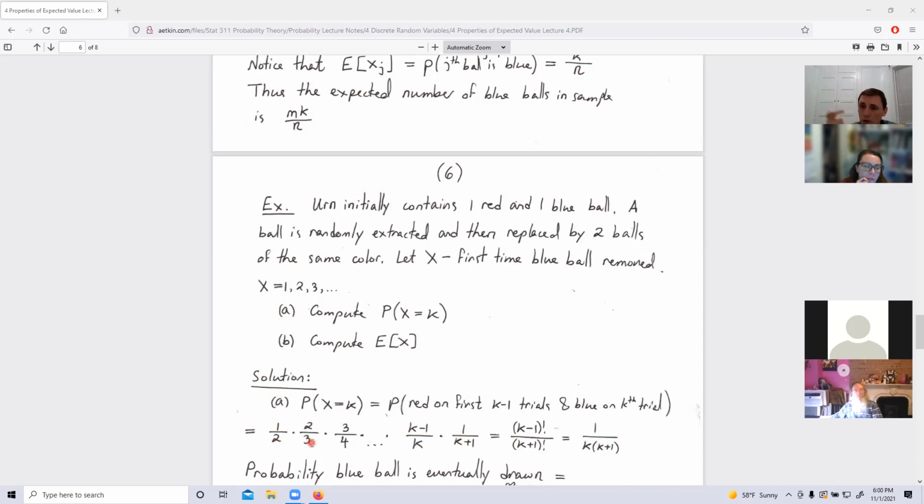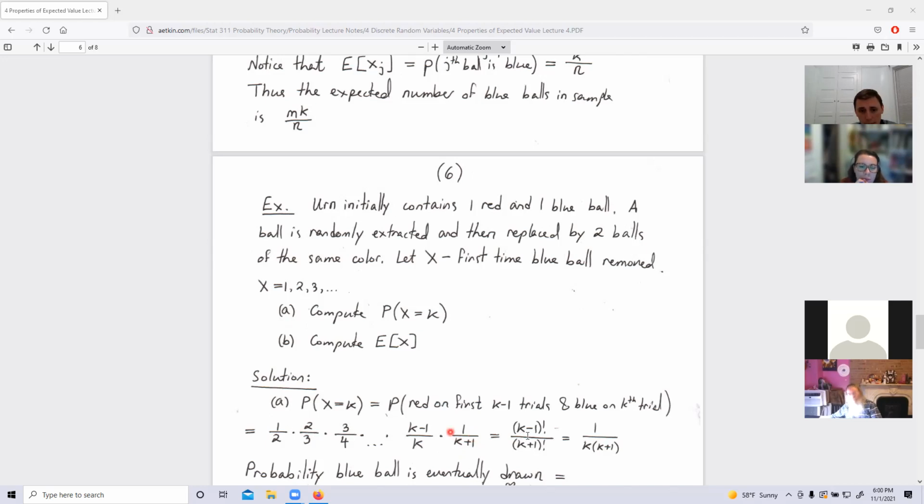I can use conditional probability, right? So first 1/2. Given I did not remove blue, the probability I remove red is 2/3, right? And then 3/4 all the way to k minus 1 over k. And the final one is blue out of k plus 1 available balls. So it's 1 over k plus 1. We have only one blue, right? And then what do we get?